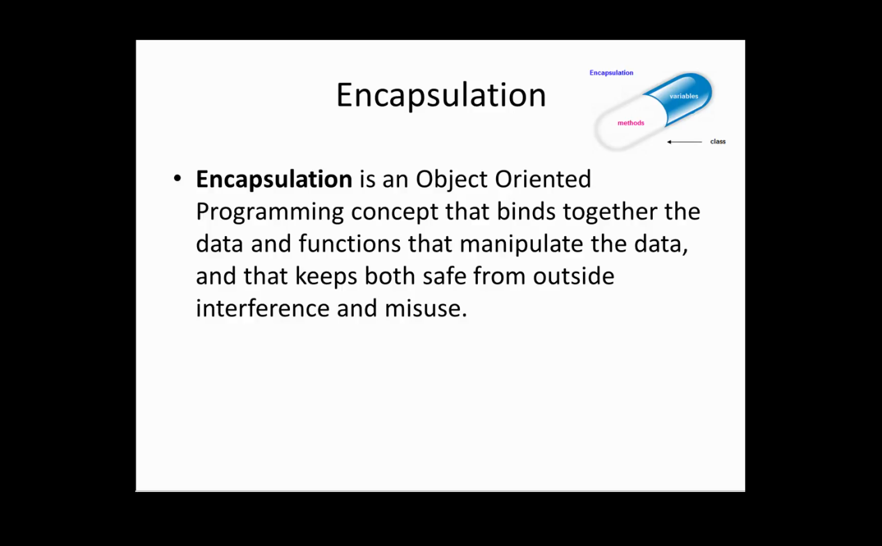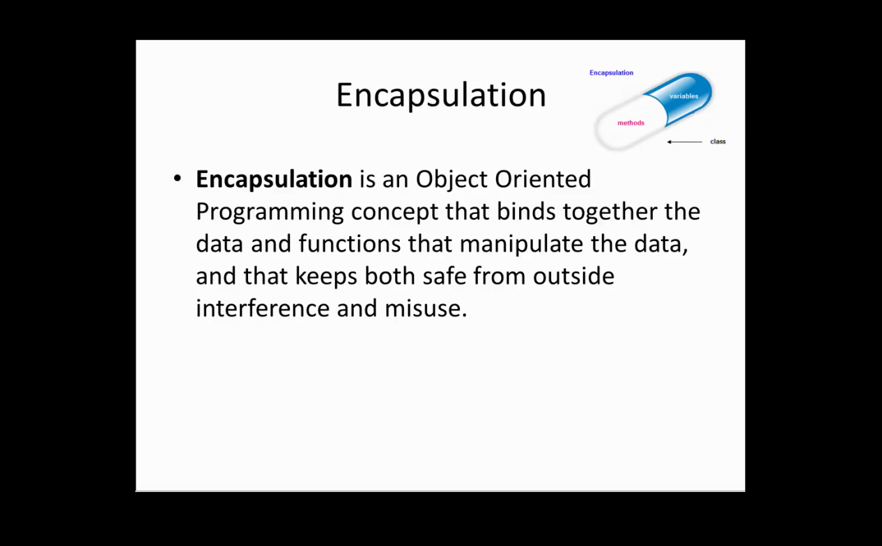Encapsulation is an object-oriented programming concept that binds together the data and functions that manipulate the data, and that keeps both safe from outside interference and misuse. Data encapsulation led to the important object-oriented concept of data hiding. C++ supports the properties of encapsulation and data hiding through the creation of user-defined types, which are called classes. Which means that after you type the class keyword, you are automatically using encapsulation. And encapsulation is supported by the access specifiers, that is public, private, and protected.